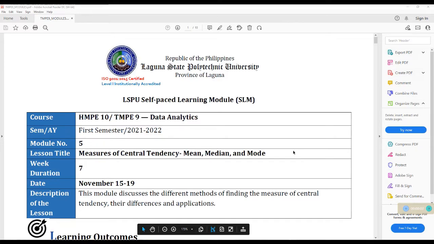This is Miss Rena, and for this week, we are going to discuss the different methods of finding the measure of central tendency. These are mean, median, and mode. We are also going to discuss their differences and applications.